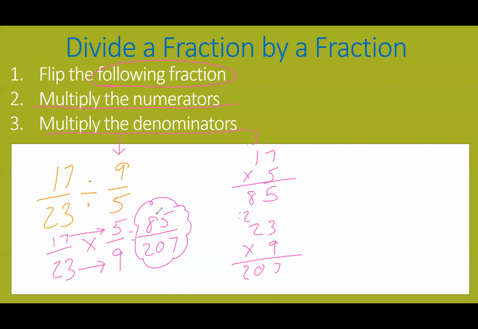85/207ths. Notice what I did is I rewrote my division problem as a multiplication problem, and I flipped that fraction, and then I did my math. Show your thinking. That way you can find mistakes.